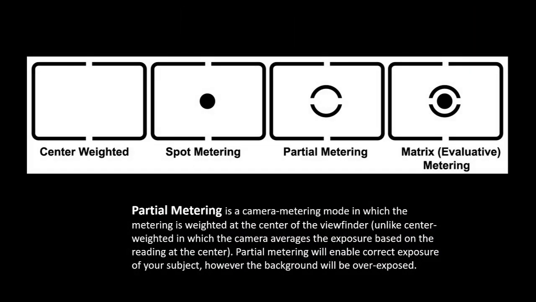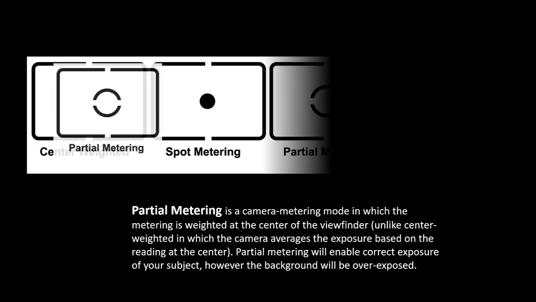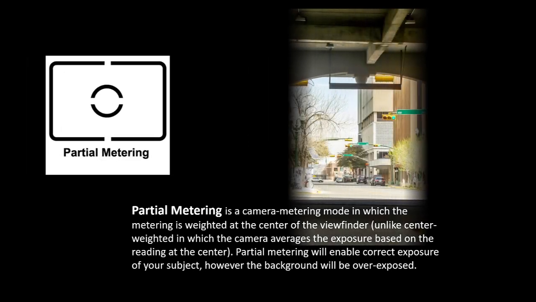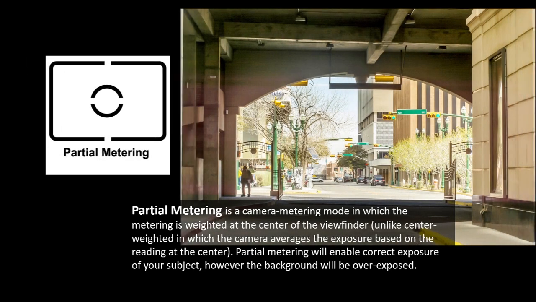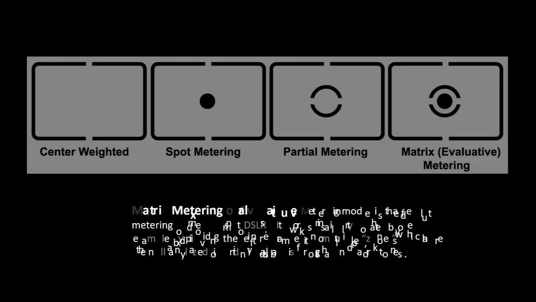Partial metering is a camera metering mode in which the metering is weighted at the center of the viewfinder. Unlike center-weighted, in which the camera averages the exposure based on the reading at the center, partial metering will enable correct exposure of your subject. However, the background will be overexposed.